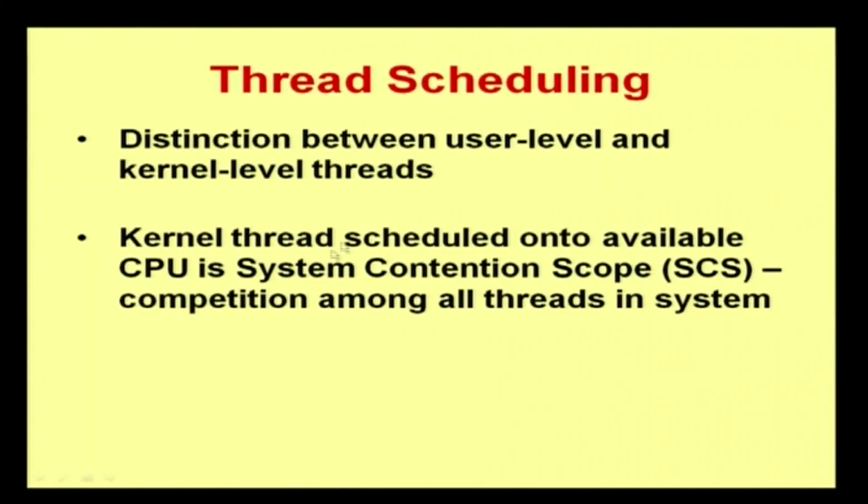Then the next topic is thread scheduling. What is thread scheduling? It is a distinction between user level thread and kernel level thread, which we saw in our previous session. What is a user level thread? A thread that has been created by the user and managed by the user is called a user level thread. A kernel level thread is a thread that has been created by the operating system, and you will not be given the permission to create a kernel level thread once the operating system has been booted.